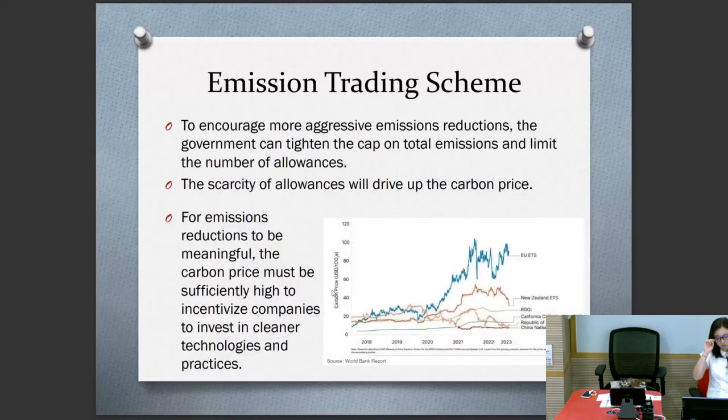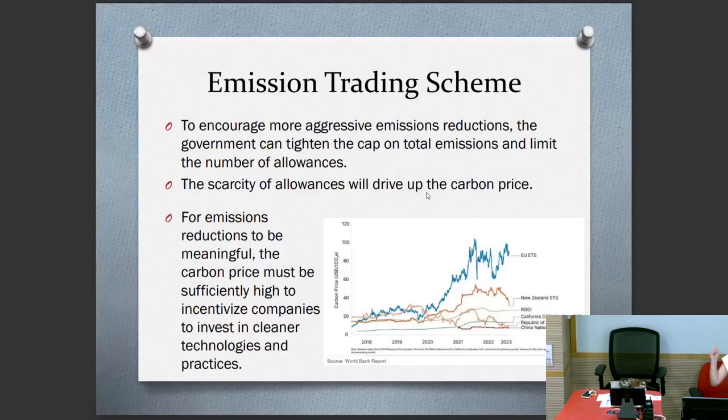To encourage more aggressive emissions reductions, the government can tighten the cap. That means lowering the cap and reducing the number of allowances. So the scarcity of allowances will drive up the carbon price. When there are fewer allowances for carbon emissions, you have to buy from the market. Everyone is buying allowances from the market, and the price of carbon gets higher.